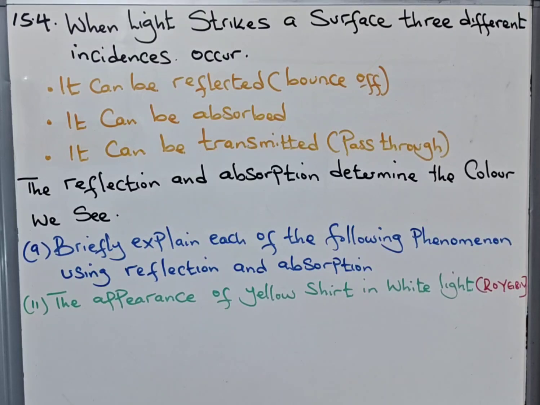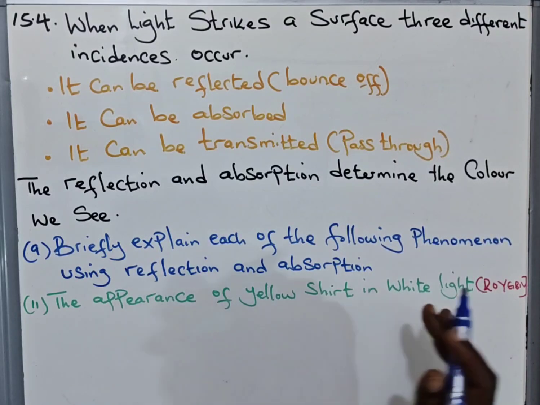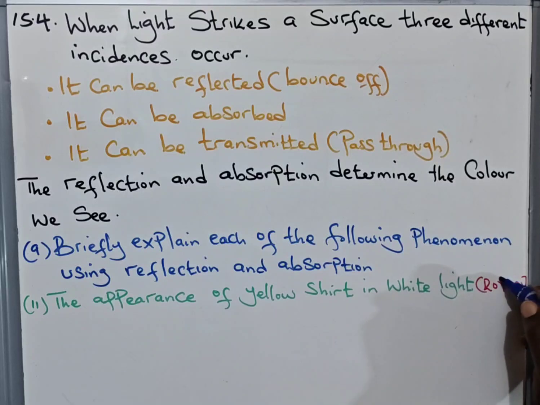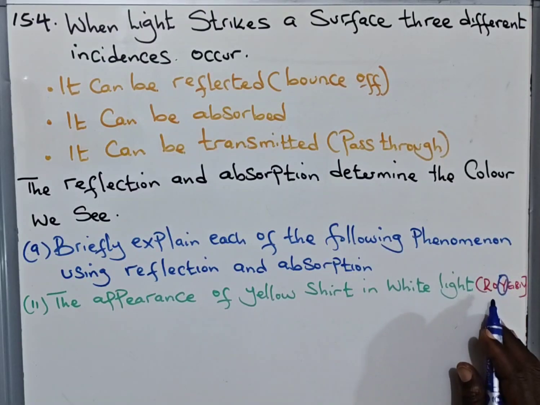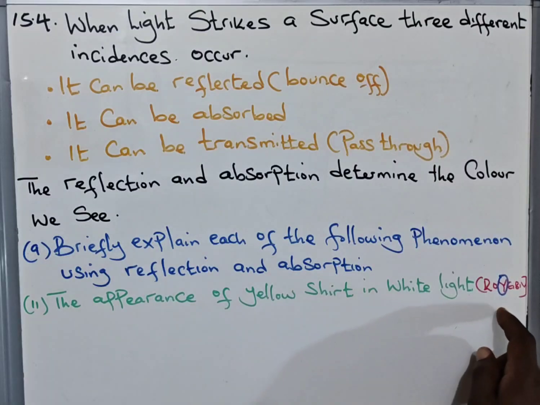So when we see yellow, what is the implication? That this yellow shirt has reflected only yellow and absorbed red, orange, green, blue, indigo, and violet. All of them are absorbed apart from yellow.